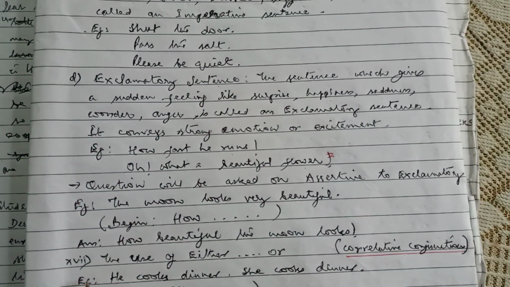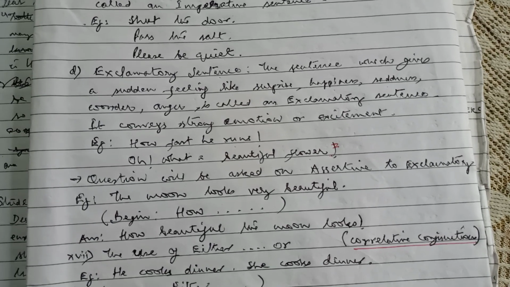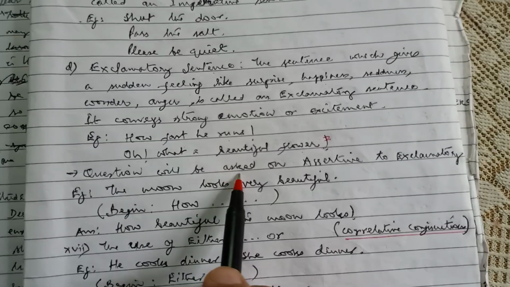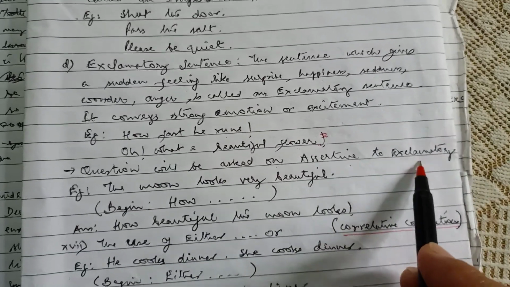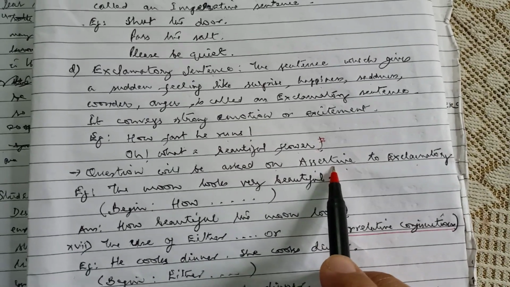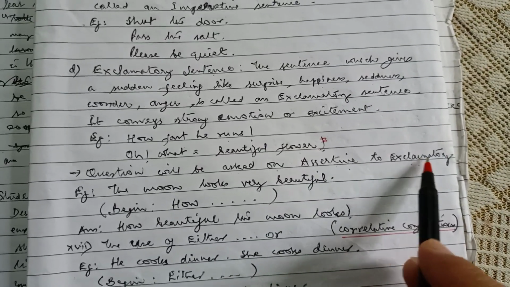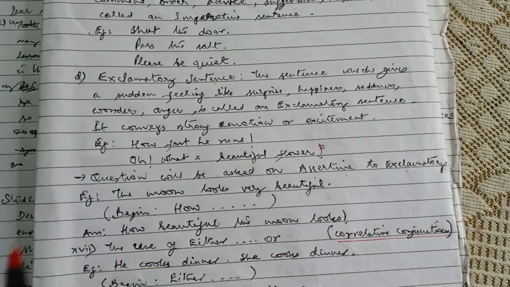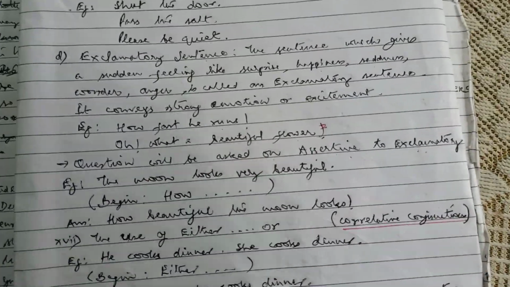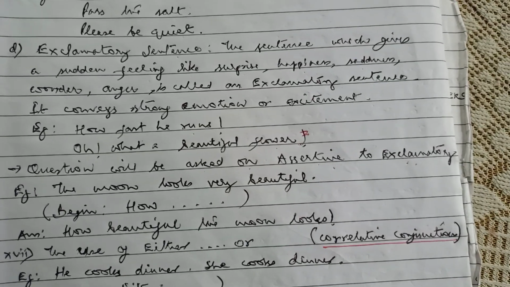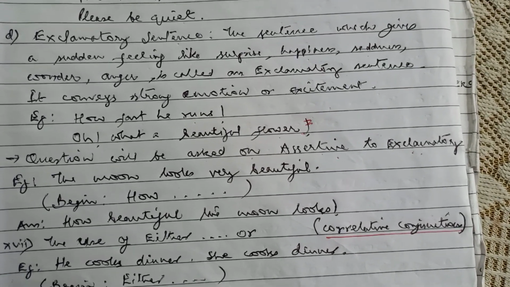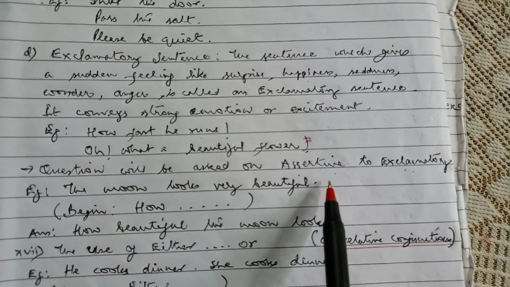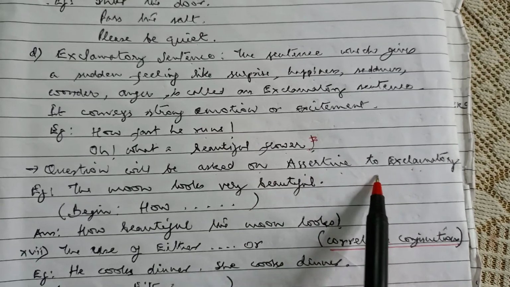And out of these 4 kinds of sentences, 2 will be asked in the directed exercise, right? So how will the question be? The question will be asked on assertive sentence to exclamatory sentence. Changing an assertive sentence into exclamatory is the test, because making an exclamatory sentence is a little more difficult than framing other kinds of sentences, because in an exclamatory sentence you have to remember the use of the exclamation mark. If you are not using an exclamation mark, then you are losing marks, right? So you have to be very, very conscious and alert in answering this question, right?